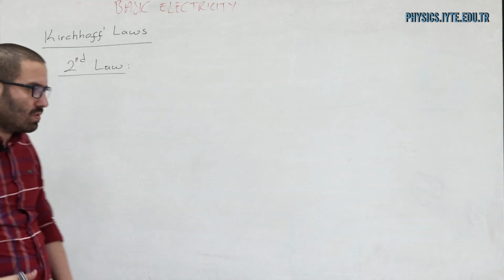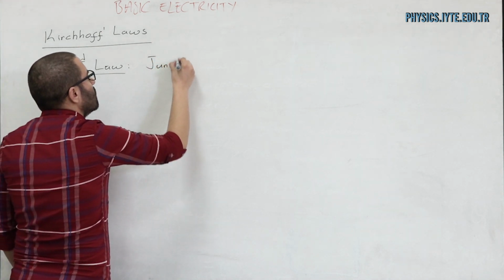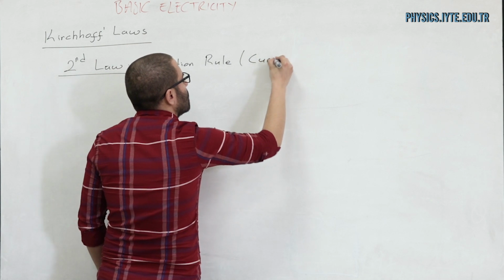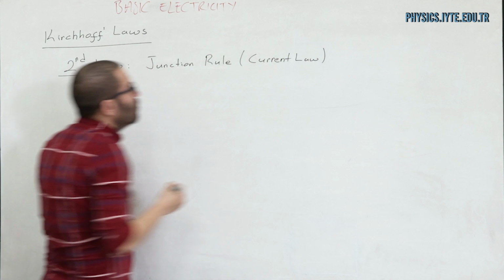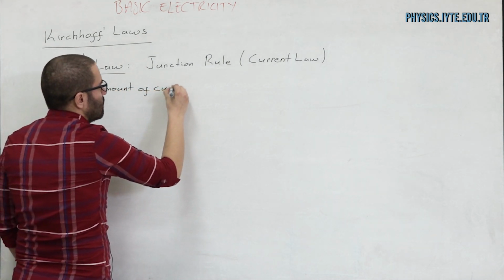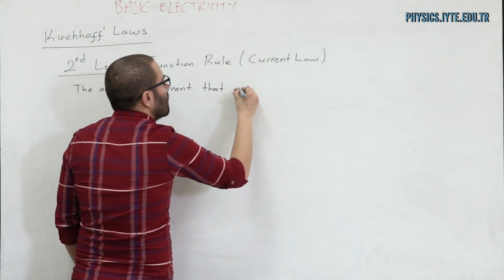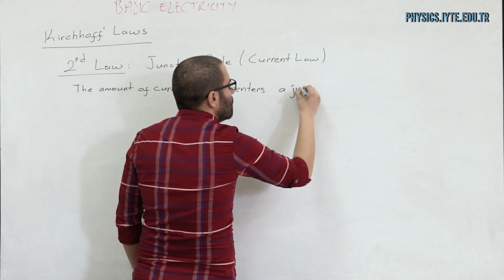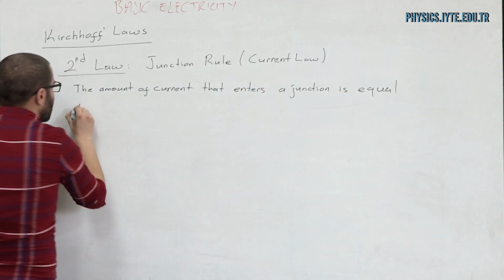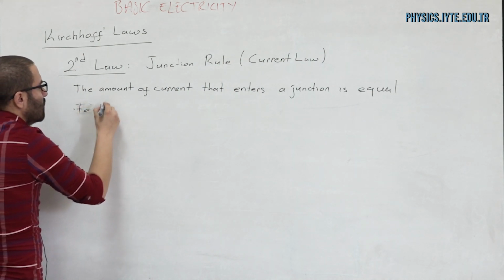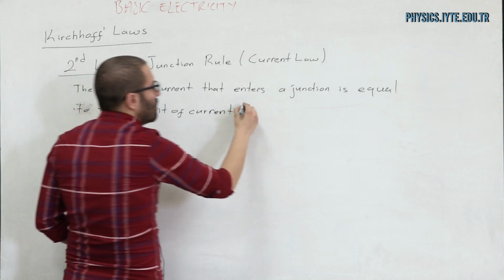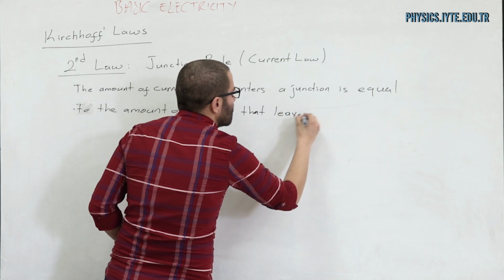Kirchhoff's second law is called the junction rule. It is sometimes also stated as the current law, which says that the amount of current that enters a junction is equal to the amount of current that leaves the junction.